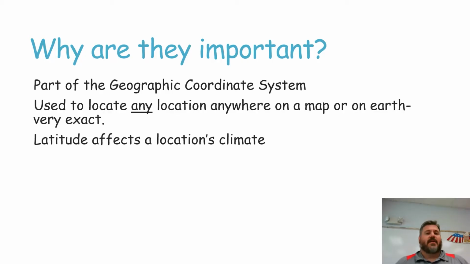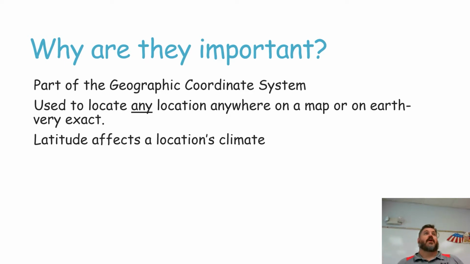So why is latitude and longitude important? Well, it gives you an exact spot on the globe or on Earth's surface. You can identify any spot on Earth, ocean, land, polar ice caps, using the latitude and longitude. It gives you an exact location on Earth or on a map.